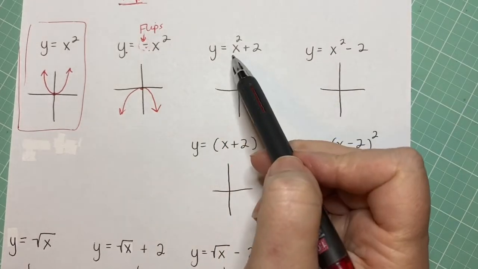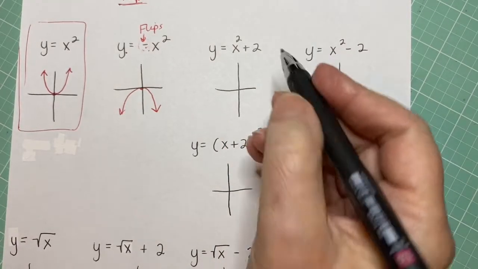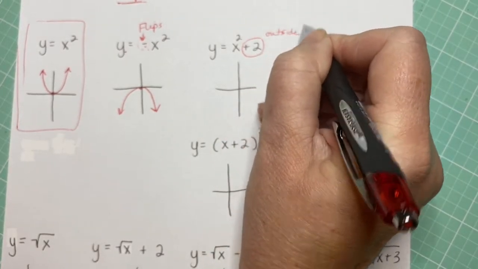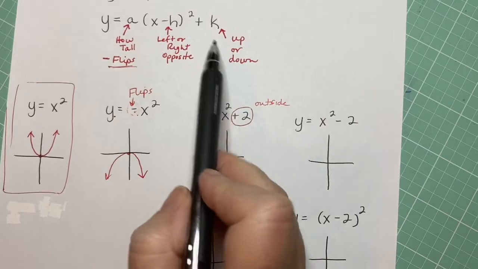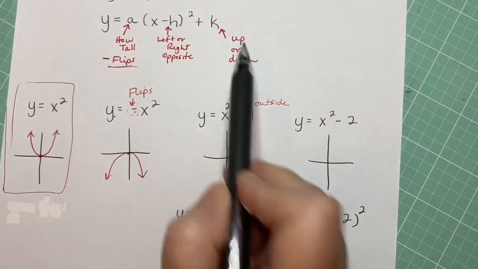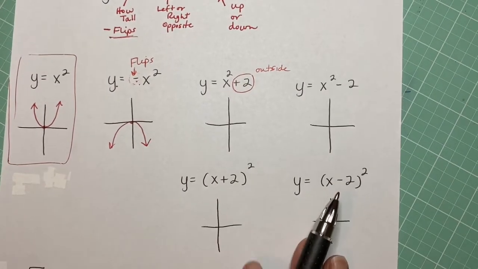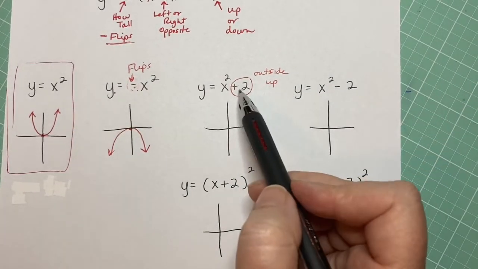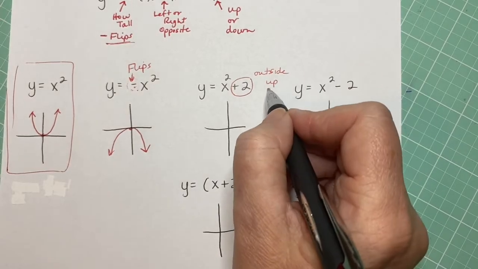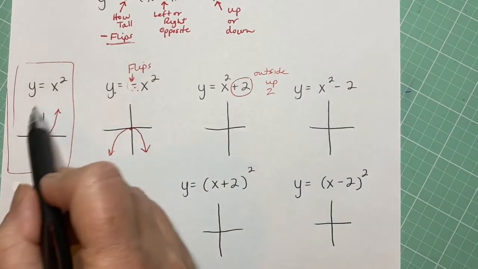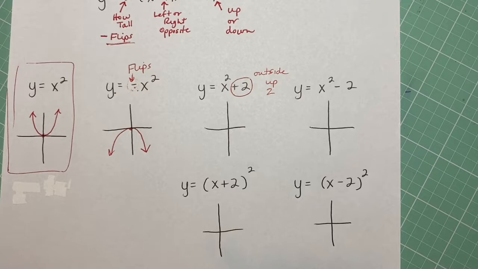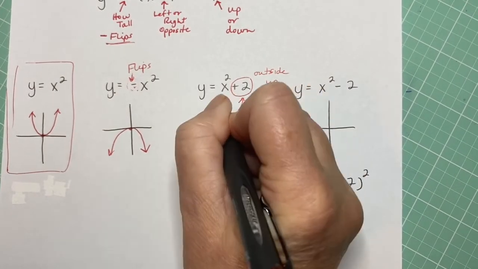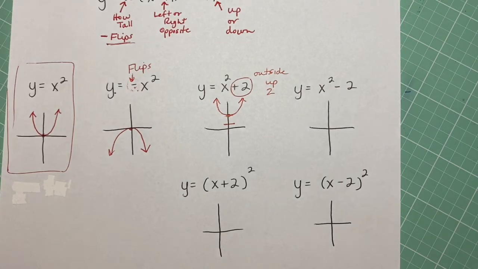But now this one we have the x squared plus 2. So do you see that this plus 2 is outside the function? So it's like up here in the formula that if it's outside, it's going to go up or down. So outside is going to go up if it's positive, down if it's negative. So since this is a positive 2, it's going to go up 2, but it keeps the same general form of the graph. So I'm just going to go up to 2 and then draw my parabola, or my x squared.